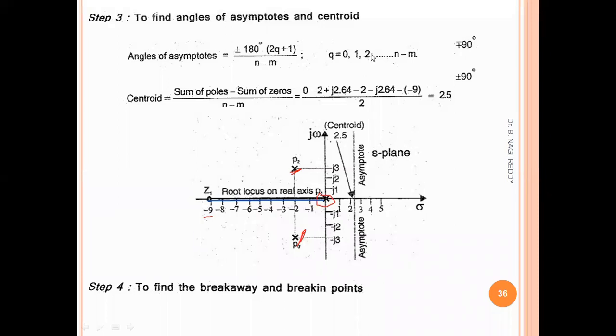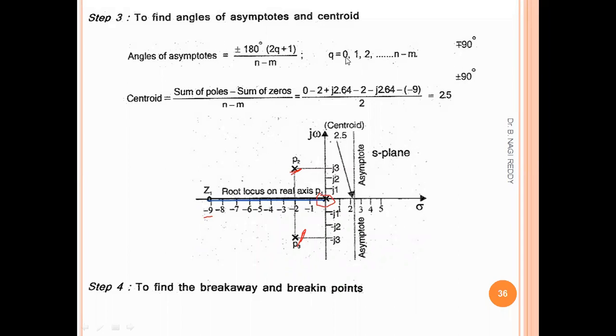And when q is 2, now substitute q is 2. So 2 into 2, 4. 4 plus 1 is 5. So here 180 by 2, we will get 90. 90 into 5 means 450 degrees. 450 degrees means we can write 360 plus 90. 360 plus 90 is 450. So again we will get plus or minus 90.